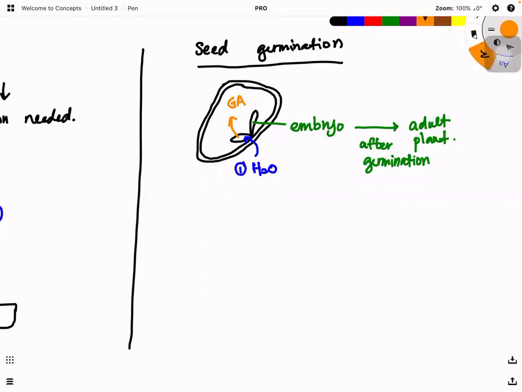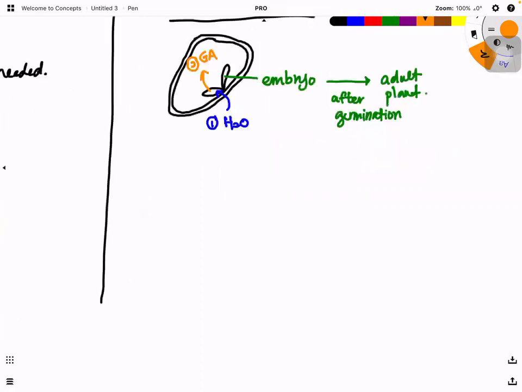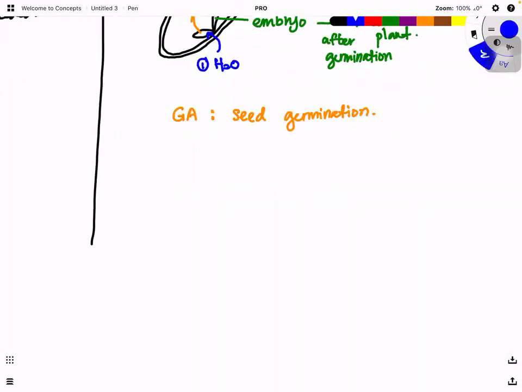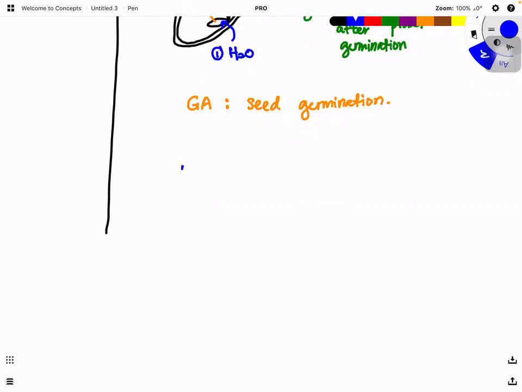Second, you can see that they produce gibberellic acid. So what is the function of gibberellic acid? Gibberellic acid in this case is involved in seed germination. How are they involved in seed germination? So first thing, in the aleurone layer of the seed, they have the GA receptor. So you can see that.